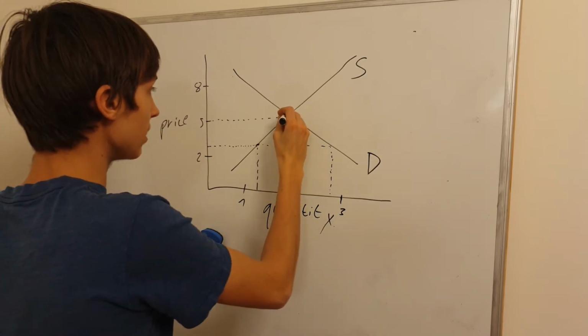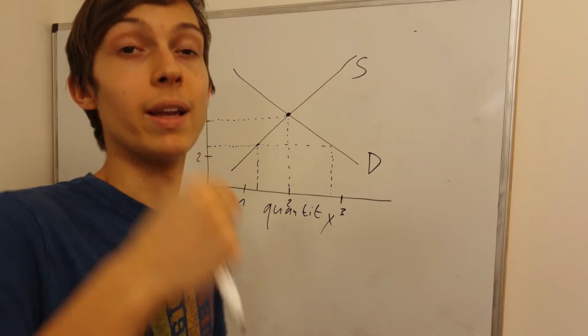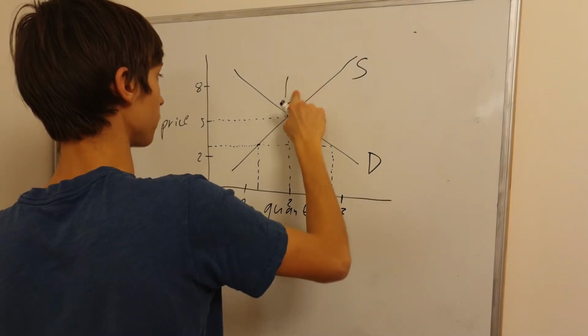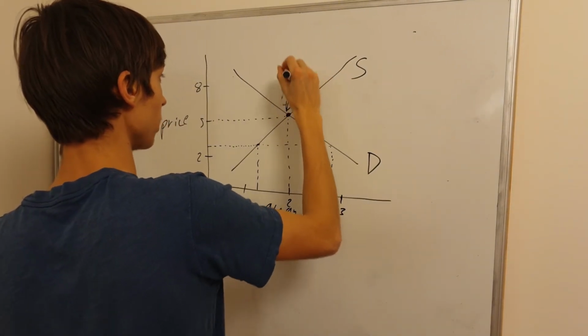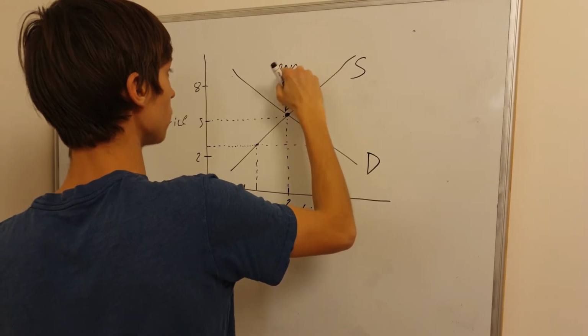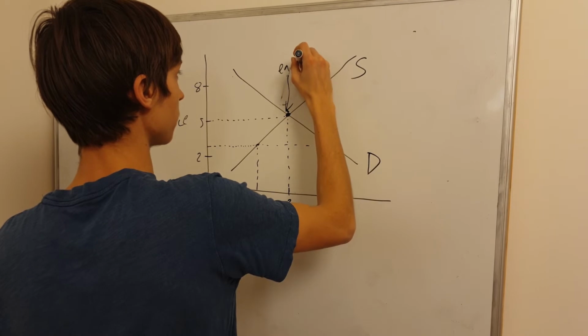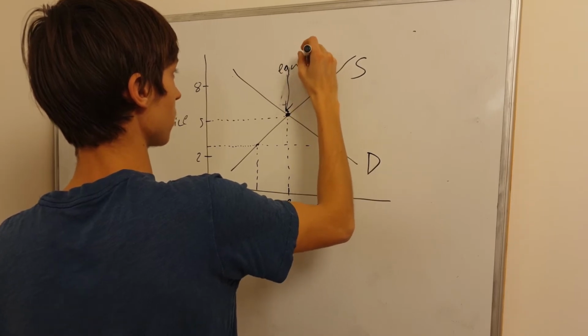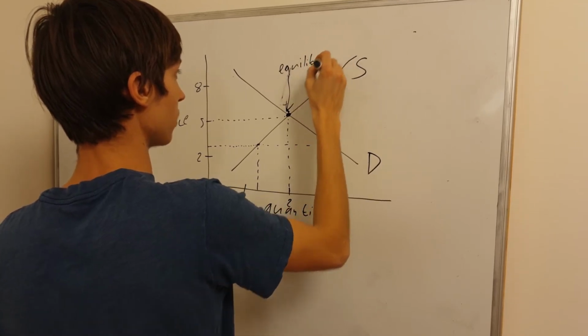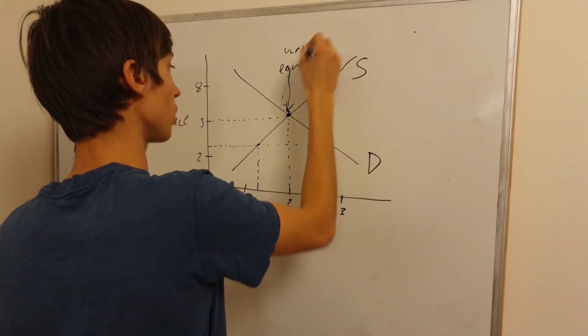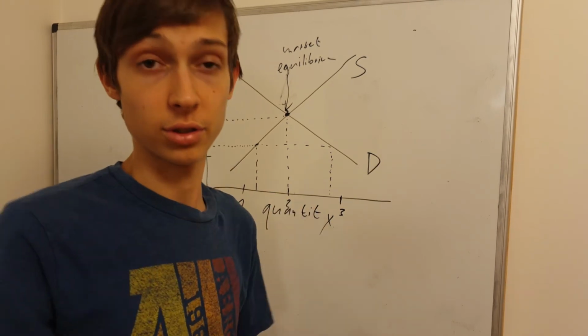Now, this is the entire point. As I said, this is the cross and this is the equilibrium. So this is the market equilibrium. This exact point in the middle, the market equilibrium, where the two curves, the supply and the demand curve, intersect.